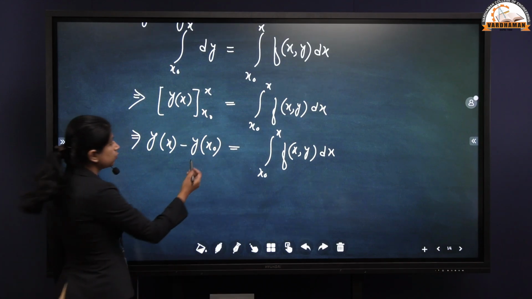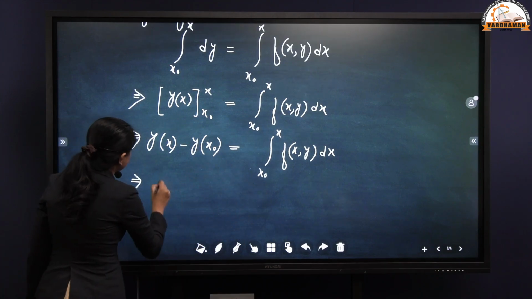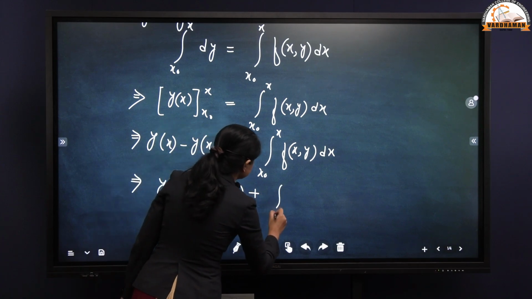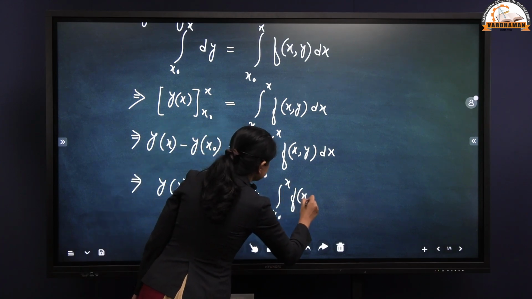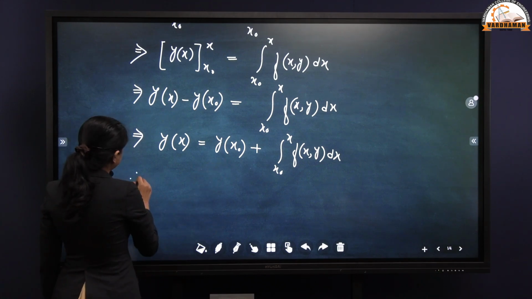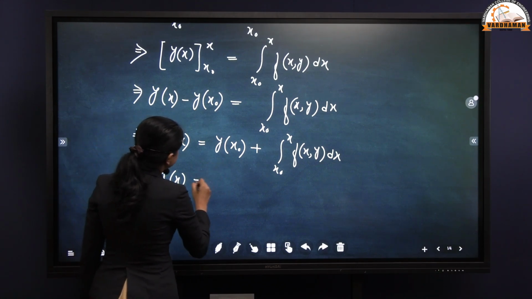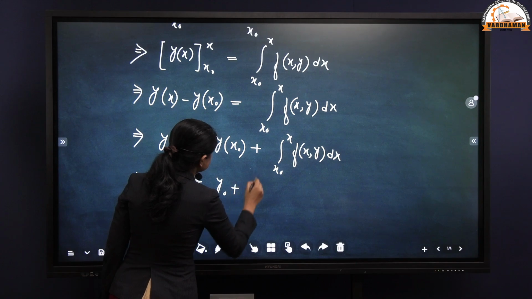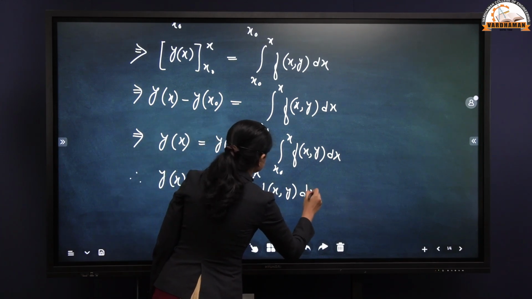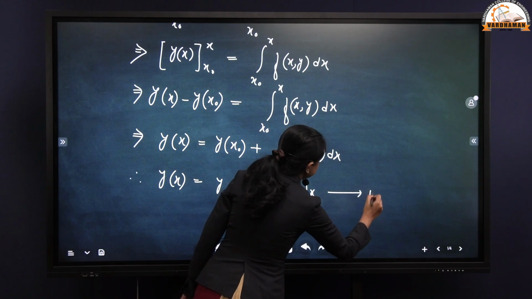Now we can take y of x naught to that side, so we will get y of x is equal to y of x naught plus integration x naught to x f of x, y dx. We know that y of x naught means y naught. Therefore y of x is equal to y naught plus integration x naught to x f of x, y dx. Let us take it as equation number 2.